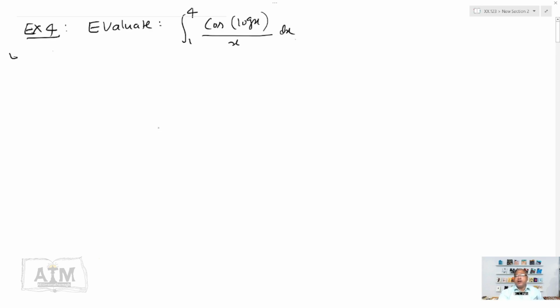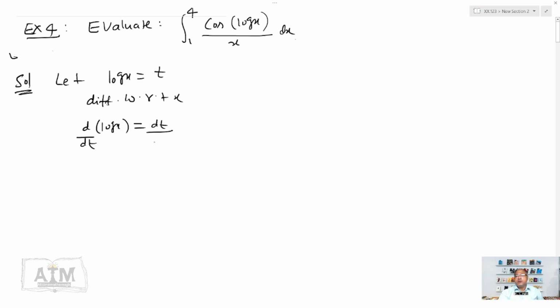Example 4. Evaluate the integration from 1 to 4 of cos of log x upon x with respect to x. Solution. Let log x equal t, because the derivative of log x is 1 upon x. So log x equals t. Differentiating with respect to x, the derivative of log x with respect to x equals dt by dx. So 1 upon x dx equals dt.